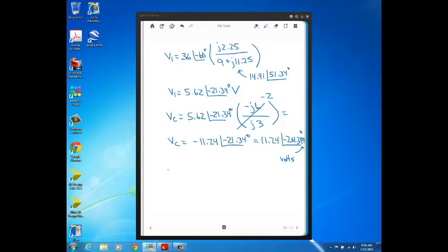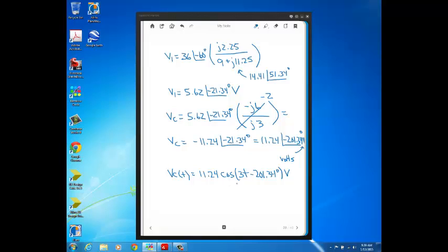Now we can write it as a function of time by just putting in the source frequency. So as a function of time, Vc of t would just be 11.24 cosine, omega is 3, so 3t minus 201.34 degrees volts. Alright, so that's our answer to that problem.